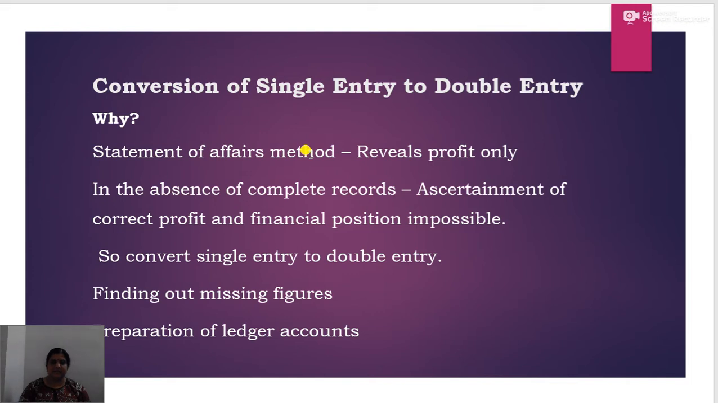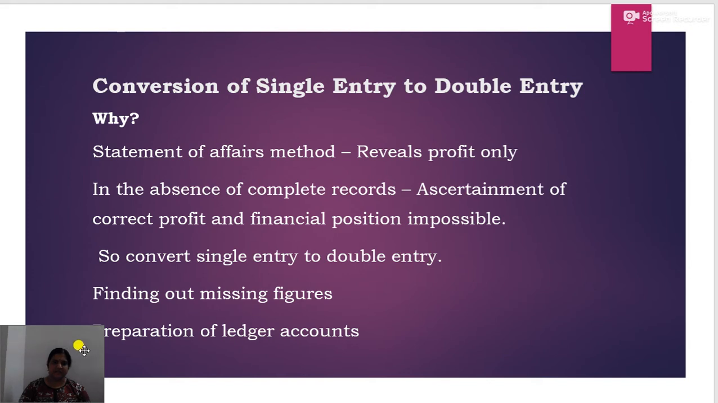Even though we are ascertaining the amount of profit by preparing the statement of affairs, it is not considered to be accurate. So under this method, it is not possible to ascertain the correct profit and financial position. The financial position cannot be ascertained because we are unable to prepare the balance sheet. Because of these two reasons, we require the conversion method, that is, we have to convert the single entry to double entry, for ascertaining the correct profit and also to know the accurate financial position.